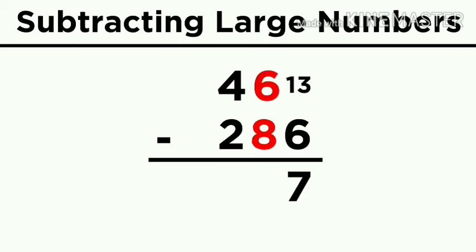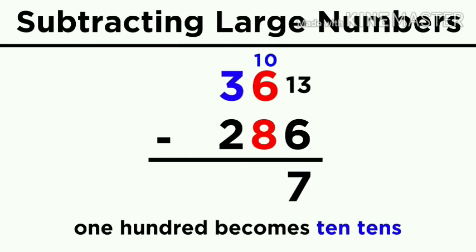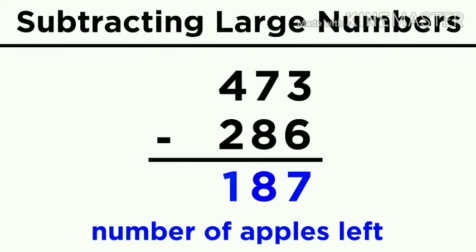Now, in the tens place, we have 6 minus 8. Again, this won't work, but if we borrow one of the hundreds from the hundreds place, 400 becomes 300, and we've borrowed 10 tens that we can use for the tens place. This means it's like we have 16 tens minus 8 tens. That gives us 8 for the tens place. Lastly, 3 minus 2 is 1. The vendor has 187 apples left to sell tomorrow.